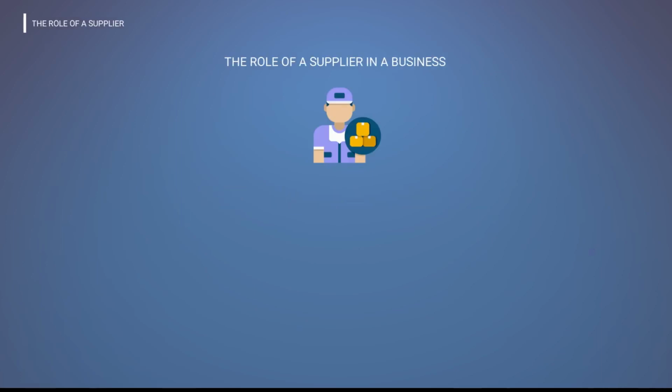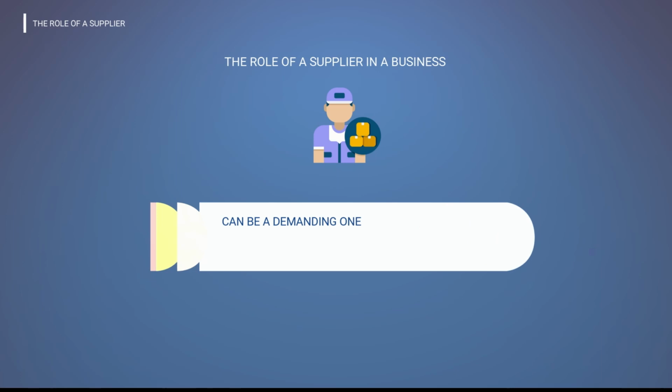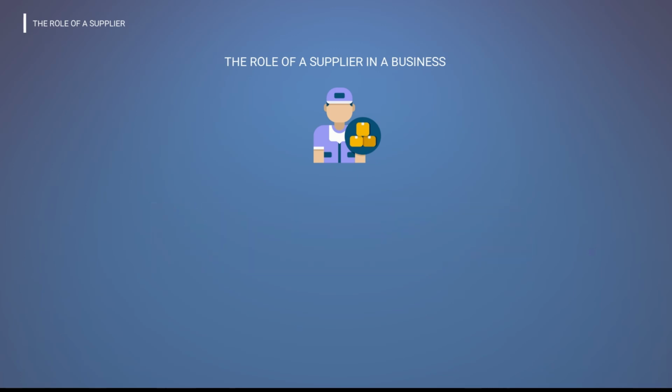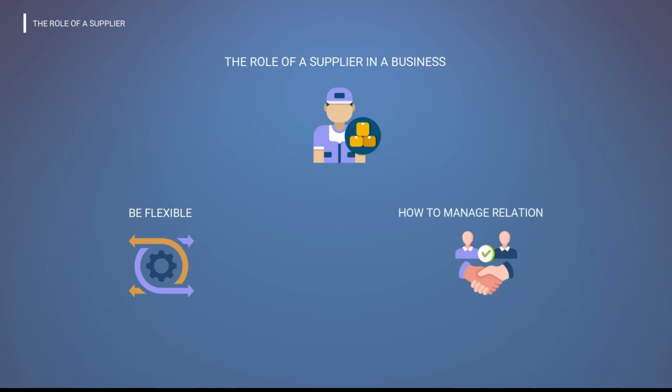The role of a supplier. The role of a supplier in a business can be a demanding one, as retailers expect a certain level of quality and manufacturers expect suppliers to sell a lot of stock. Due to this, suppliers must be flexible and understand how to manage relationships.